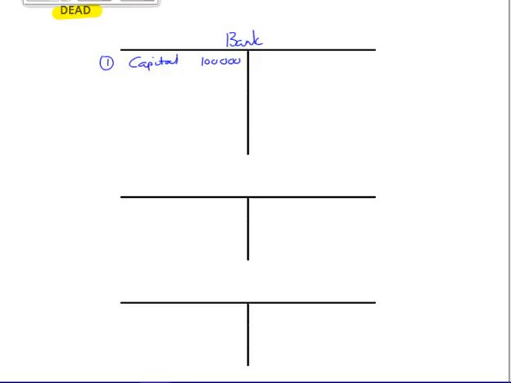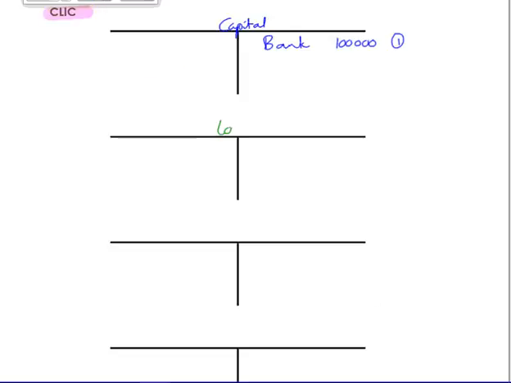Easy enough. Let's go and borrow money from the bank. So do you agree it's a loan and I'm borrowing monies? So where's that money going to go? Into my bank. Bank and loan. So I've got a bank account. I need a loan account. Let's go to the CLIC page. Let's open a loan account.